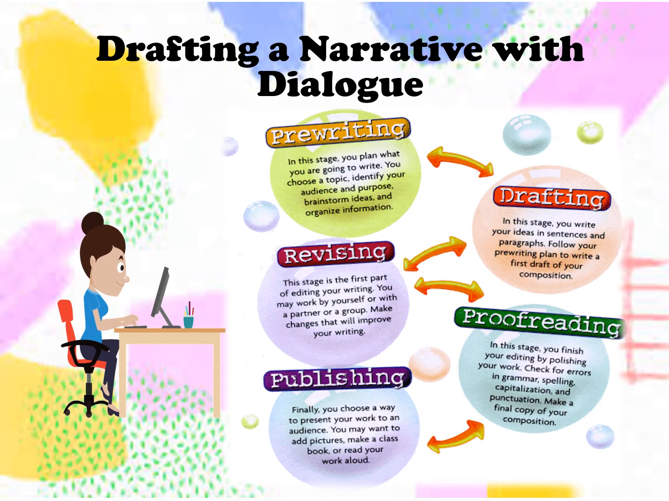Now that we have planned for events, details, and dialogues of our narrative paragraph, we go to the second step after pre-writing, which is drafting. So in this stage, you write your ideas in sentences and paragraphs, meaning you put them together, and follow your pre-writing plan to write a first draft of your composition. So let's say that we have put together all of the details in the events and meeting of the plushies. It should look like this.